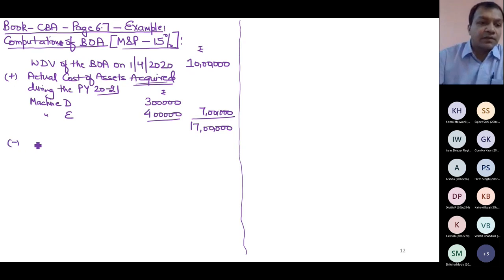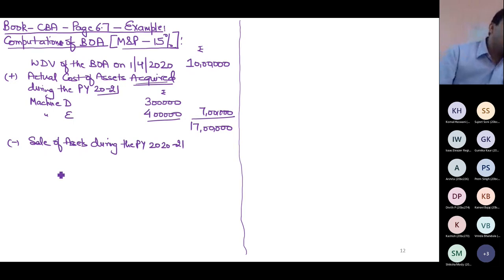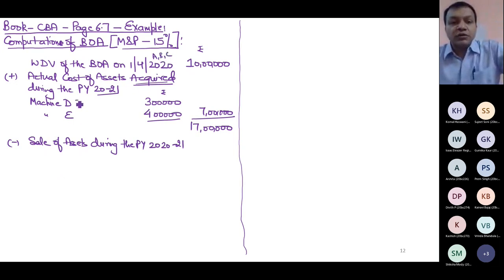Less sale of assets during the previous year 2021. So which assets have been sold? Machine B and C. So opening WDV was having 3 machines, A, B, C, new D and E. So carefully check that only these machines have been sold, A, B, C, D, E. If any machine other than these is sold, then that is not of this block, so you have to use any other block. So this point I need to carefully check.